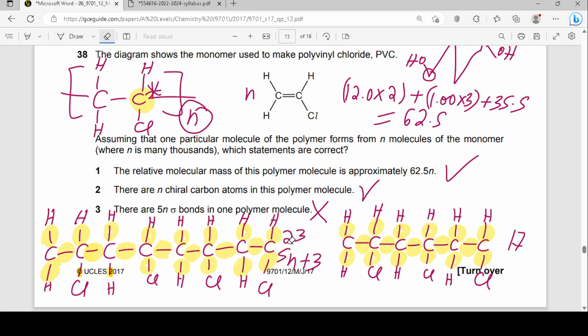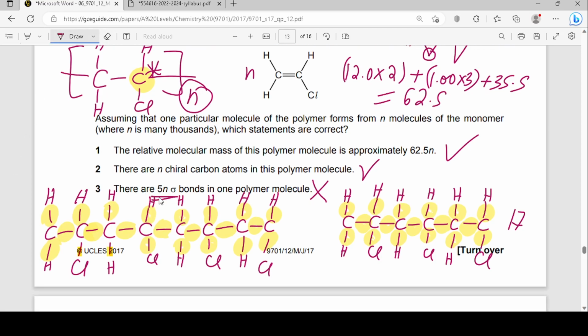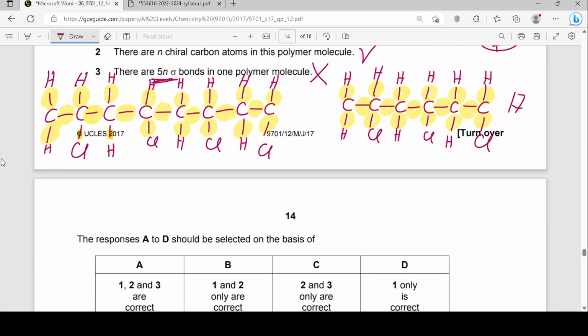So apparently for two repeat units, the number of sigma bonds was 5n plus 1. When you had 3 repeat units, it was 5n plus 2. When you had 4 repeat units, it was 5n plus 3, and so on. That's the trend I see. But if I'm wrong, you can tell me in the comments. But the point is, there are not just 5n sigma bonds in one polymer molecule. Okay, so then 1 and 2 are the only ones that are correct, and because of that, the answer is going to be B.